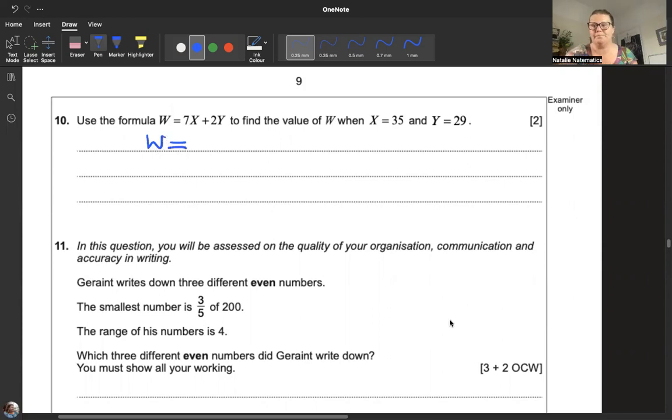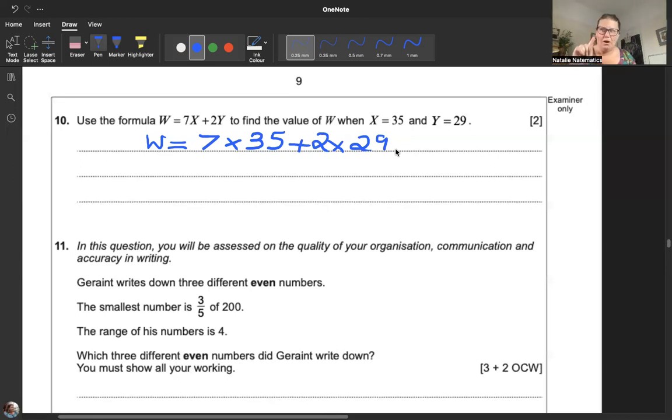There's 2 marks. Your first mark will be to show that you know how to substitute in those numbers. Now 7x means 7 times x. It's told us that in this particular case, x is equal to 35. So we're saying it's 7 times 35. What else is the rule asking us to do? It's saying add, so I'm going to add 2y, which means 2 lots of y. That would give me 1 mark. I've shown the examiner I know what it means to substitute.